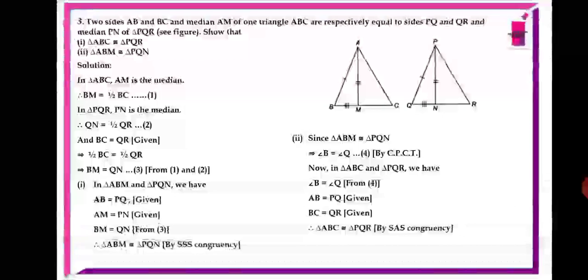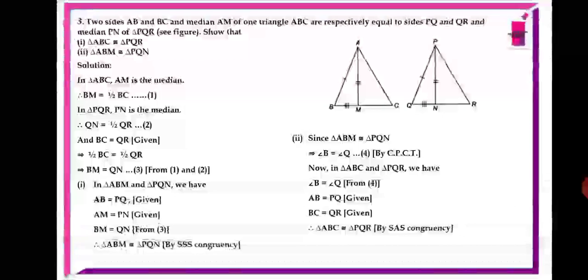In triangle ABC, AM is the median. Therefore, BM equal to half BC, that is equation 1, because a median bisects the base. In triangle PQR, PN is the median. Therefore, QN equal to half QR, this is equation 2. And BC equal to QR, given. Therefore, half of BC is equal to half of QR, because you know that halves of equals are equal. So BM equal to QN. From 1 and 2, half BC is nothing but BM, half QR is nothing but QN. So BM equal to QN, this is considered as the third equation.